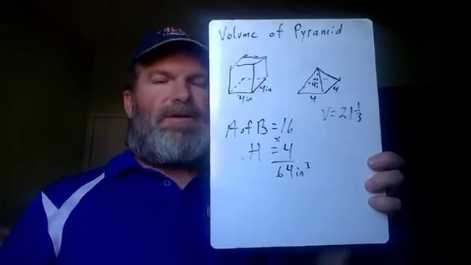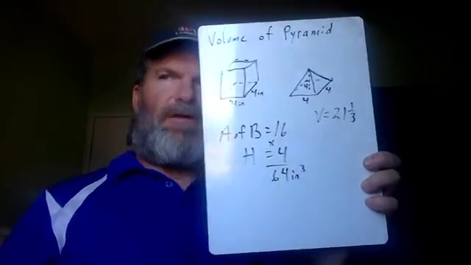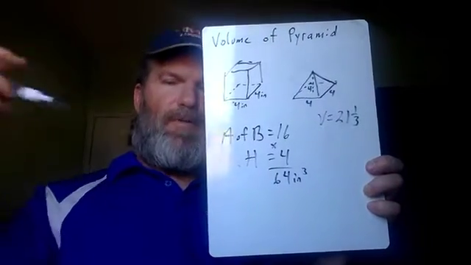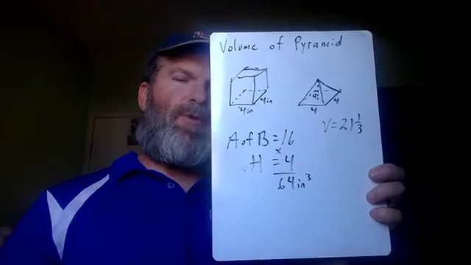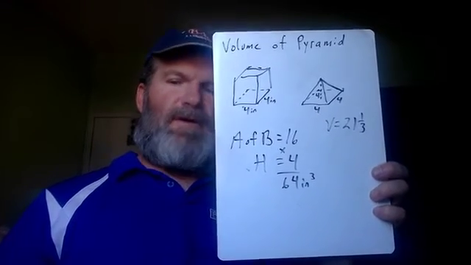And that's the homework tonight. So you're going to do it the same way as yesterday. Area of the base times the height with one more step. Divide it by 3 or multiply it by 1/3. The pyramid is 1/3 the volume of the box.